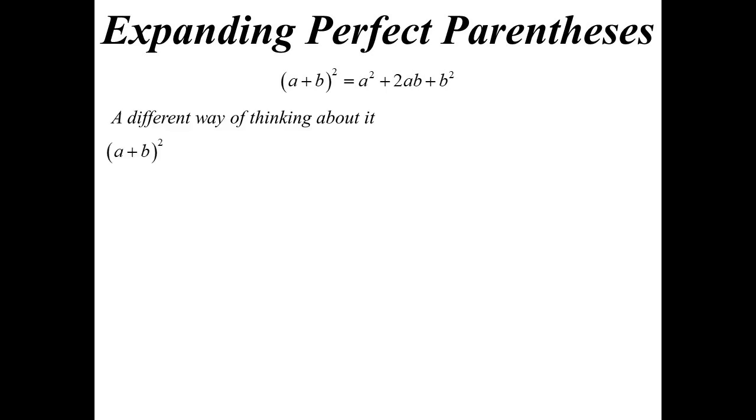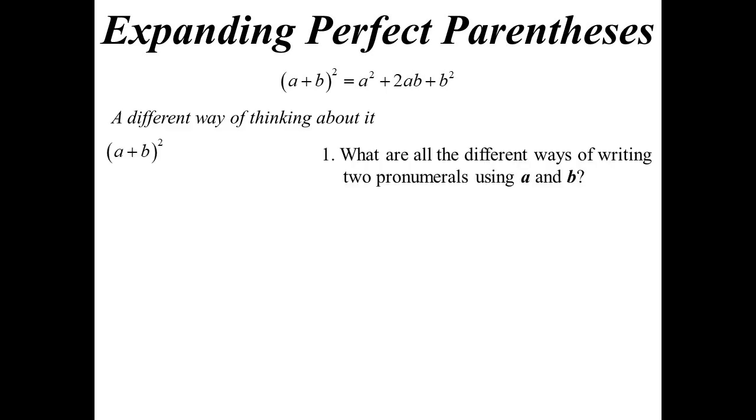Just going to go off on a little tangent here. Expanding perfect parentheses. We know (a + b)^2 is a^2 + 2ab + b^2. It's been ingrained into us now for, since when do we first see that? Year 8 or something like that. Here's a different way of thinking about it now. So (a + b) all squared.